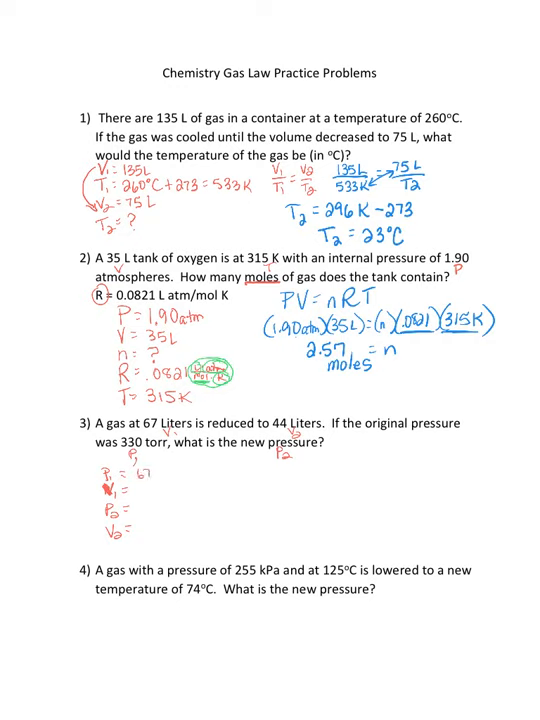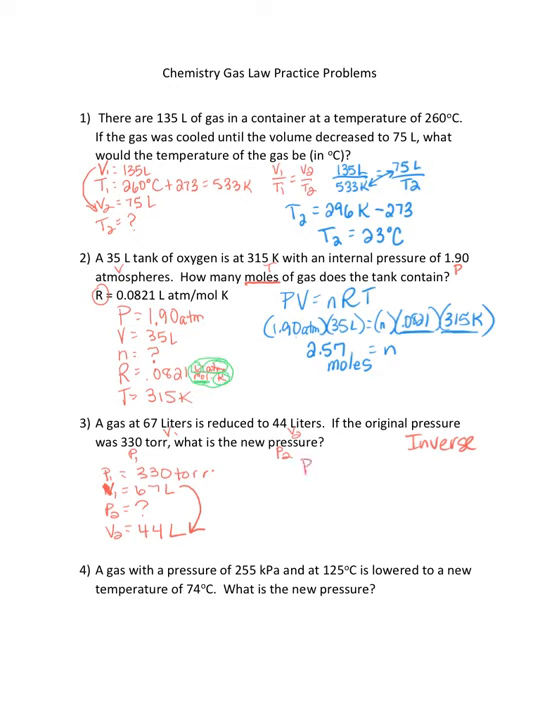P1 is 67 liters. I'm sorry, my bad. P1, the original pressure, is 330 torr. V1 is 67 liters. P2 is what they're asking us to find, and V2 is 44 liters. Now, mind you, this is an inverse relationship between pressure and volume. So if volume goes down, we should see pressure go up. So just always check yourself.